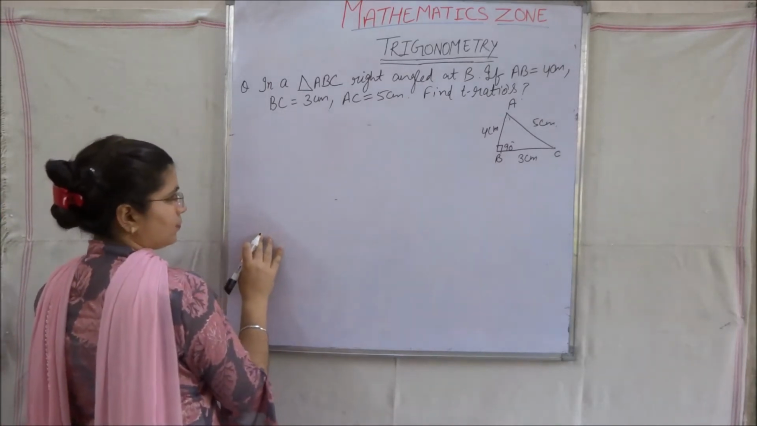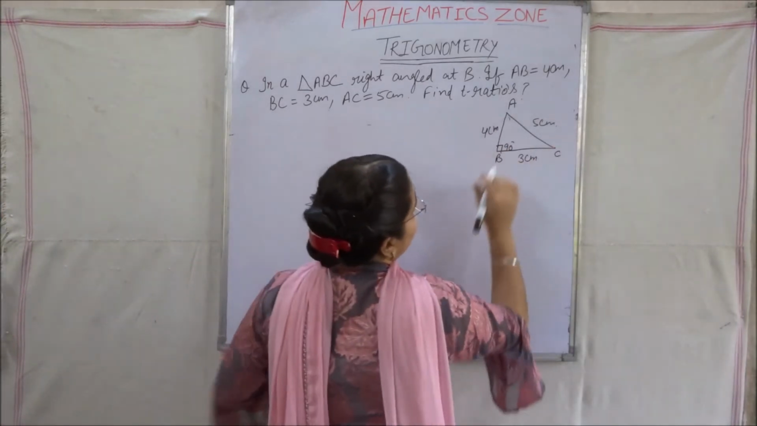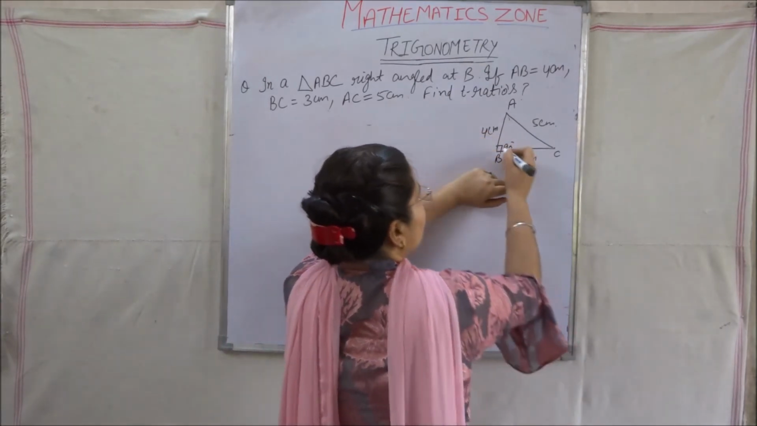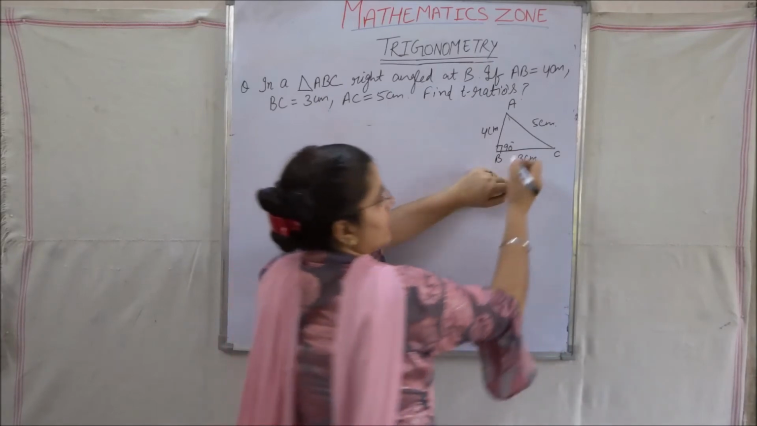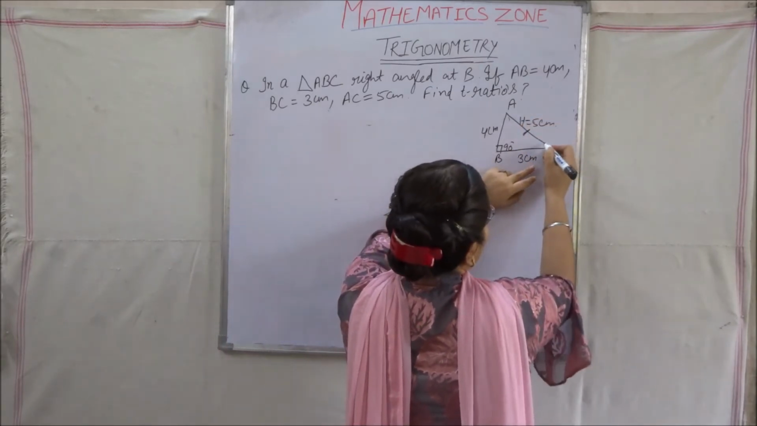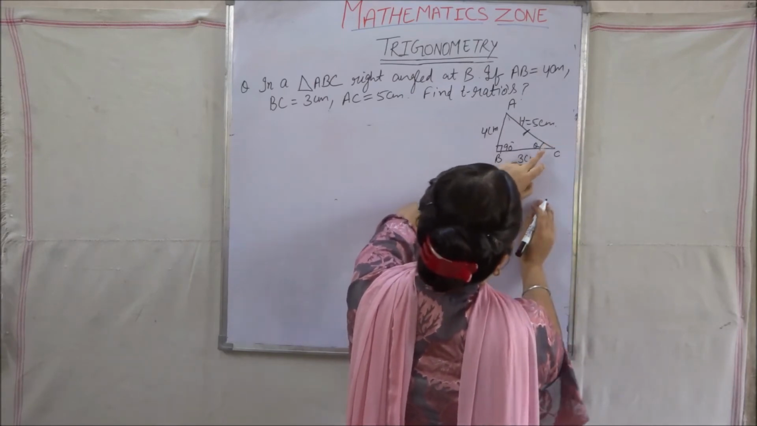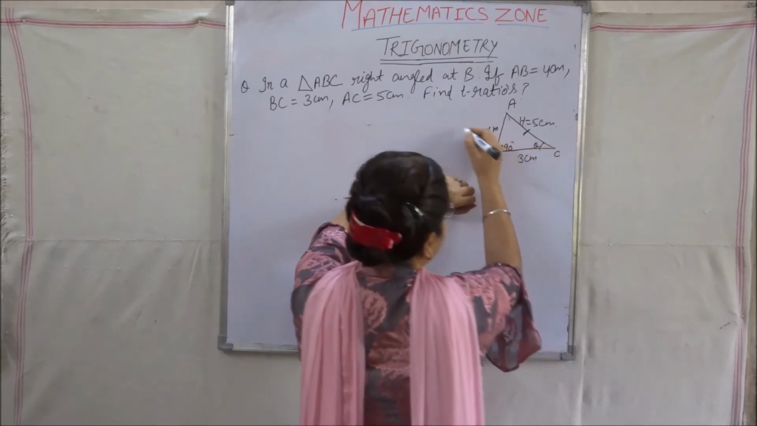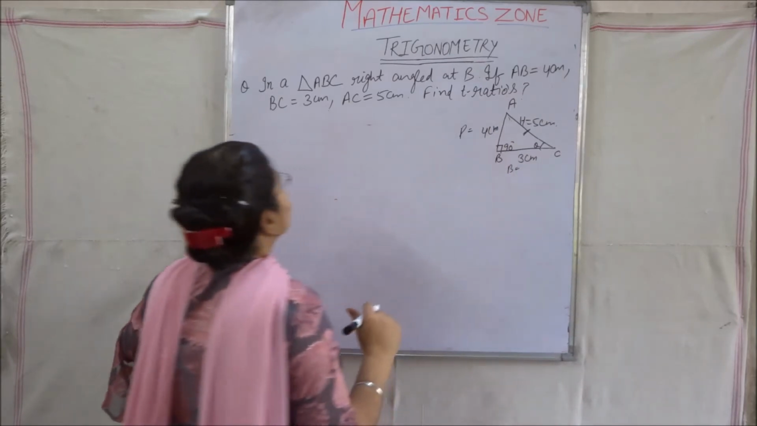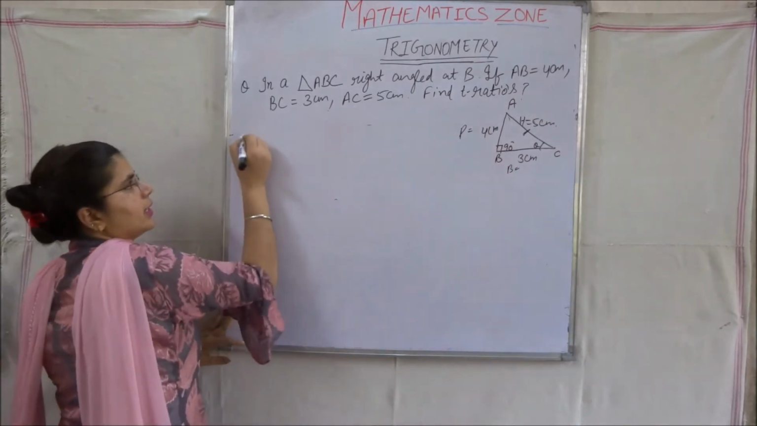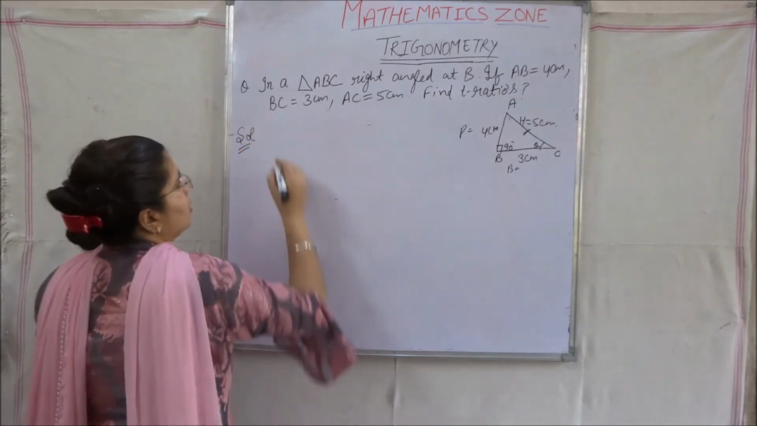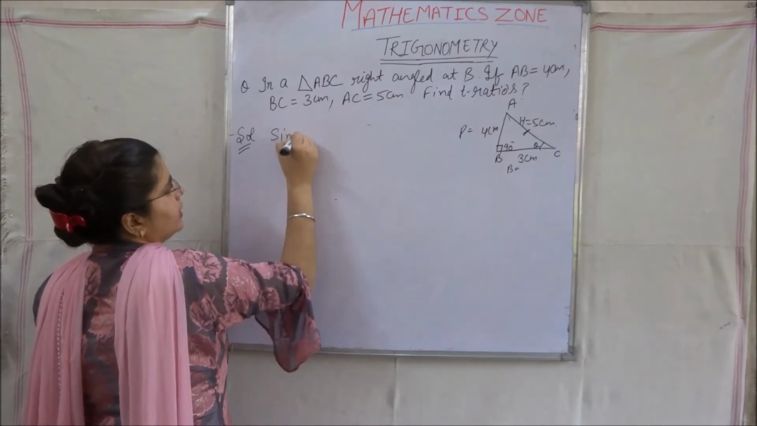Now as we already know about the perpendicular and base, because angle B is 90 degree, AC is our hypotenuse and let the angle be theta. So this is your perpendicular and let this be its base. Now solution. We have to find the T ratios. So first of all sin theta.